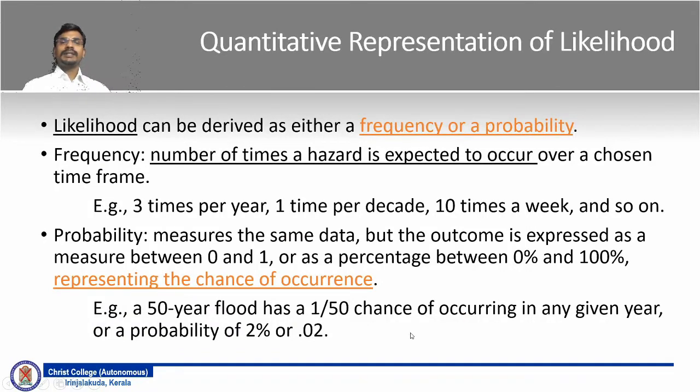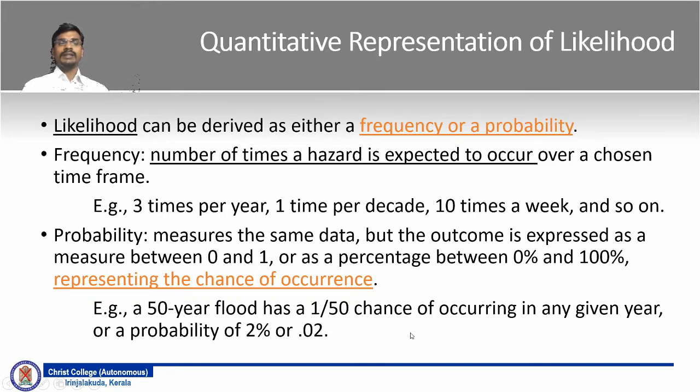Now let's consider the quantitative representation of likelihood. The likelihood can be derived as either a frequency or a probability. The frequency refers to the number of times a hazard is expected to occur within a given time period. For example, 3 times per year, 1 time per decade, or 10 times in a week, and so on.